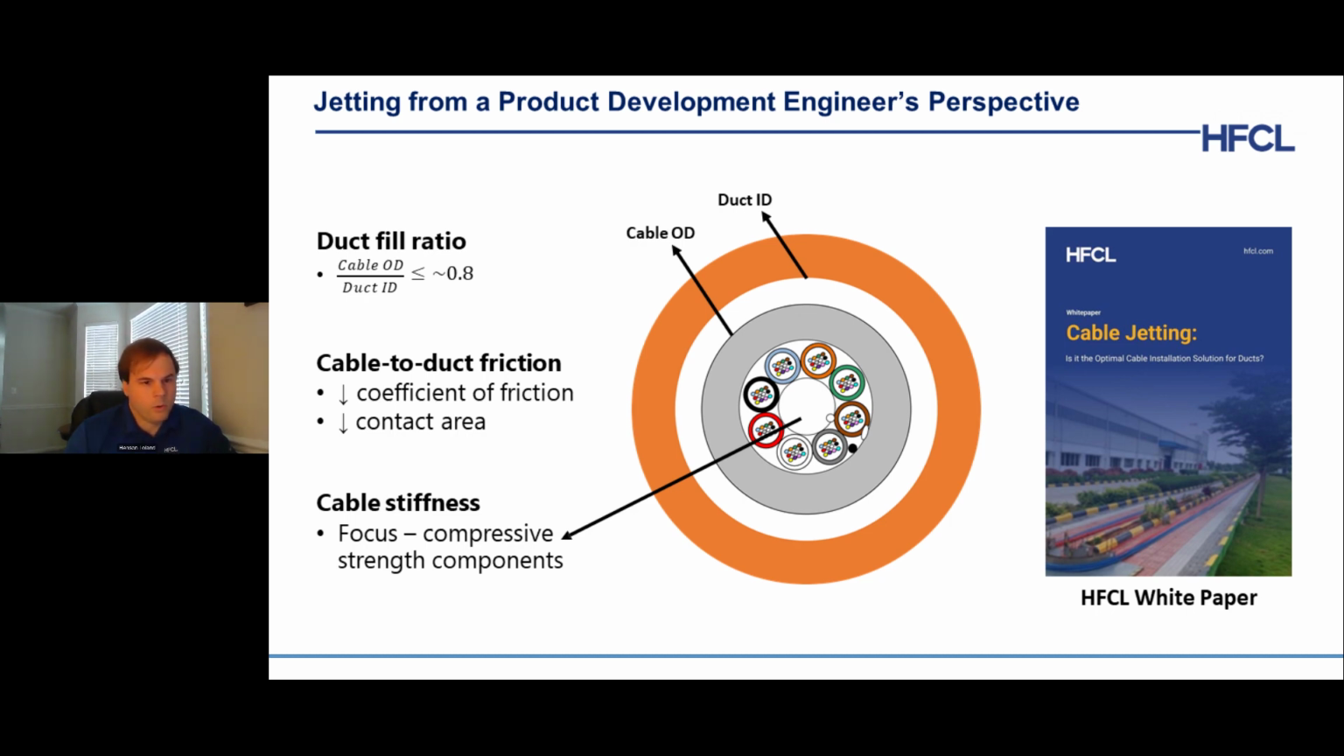The next thing that I maybe look for is the cable to duct friction. Whether you're playing around with the parameters of the duct itself, maybe you have a ribbed lining or a special coating within the duct itself. But as a product development engineer on the cable side, I'm maybe looking at the jacket material, or I'm looking at minimizing the contact area of the jacket, whether that be for a traditional loose tube design. If you ever look at a microcable, you kind of see that rifling.